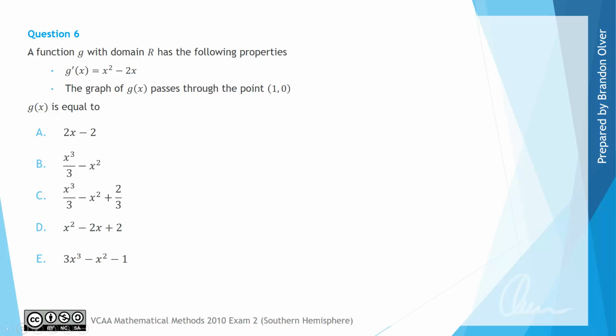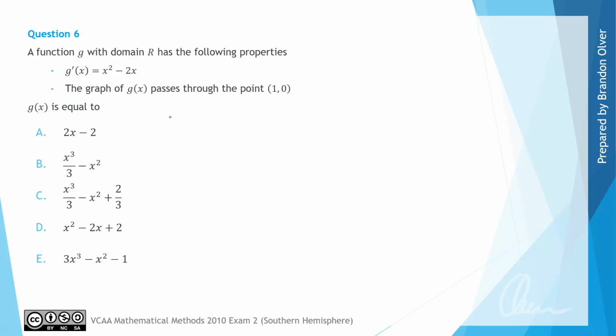So for question 6 we have a function g with a domain of R that has the following properties. Its derivative, g dashed of x, is equal to x squared minus 2x, and the graph of g of x is known to pass through the point (1, 0). We're asked to find the rule for g of x.